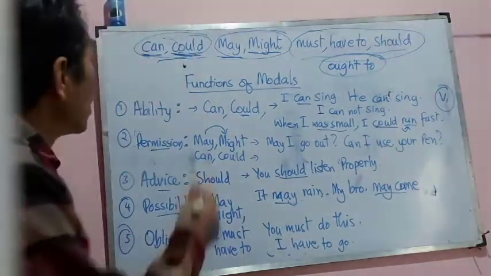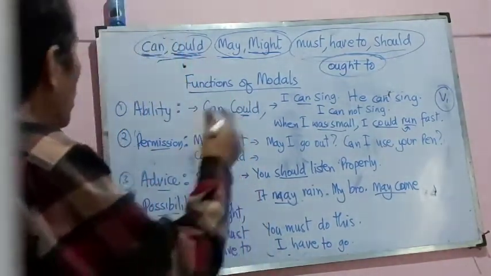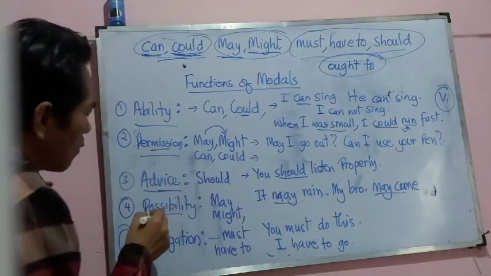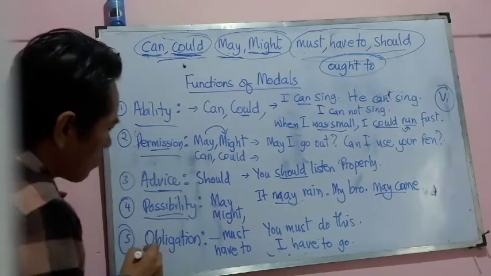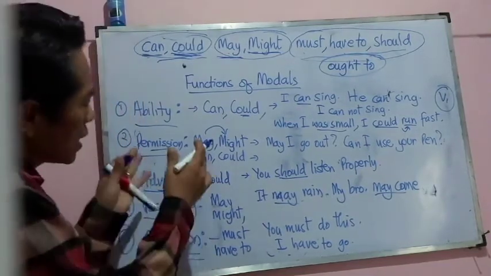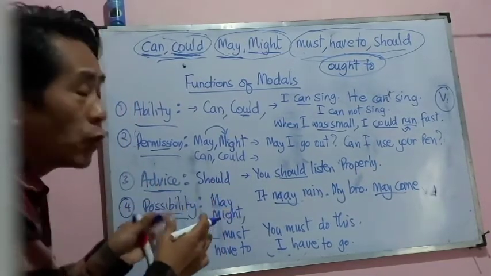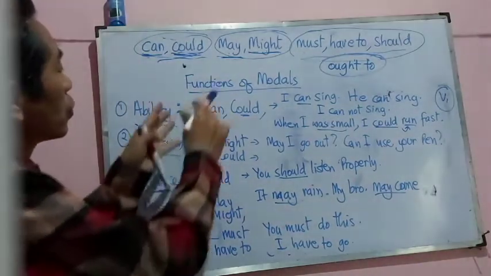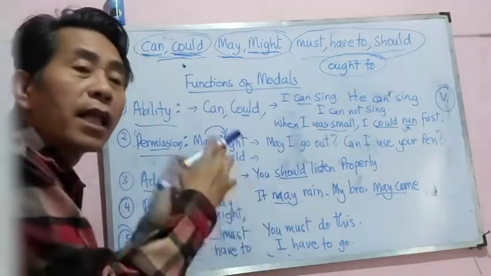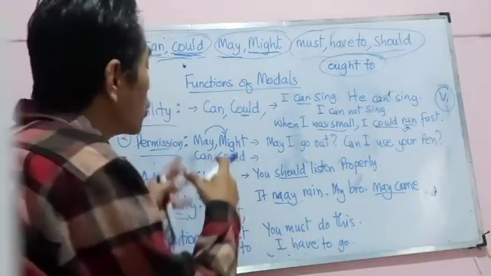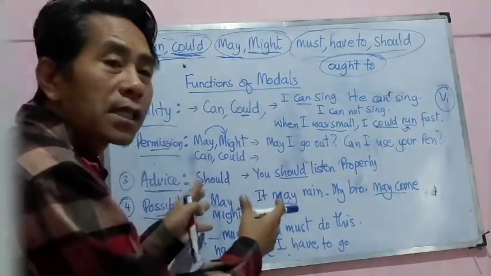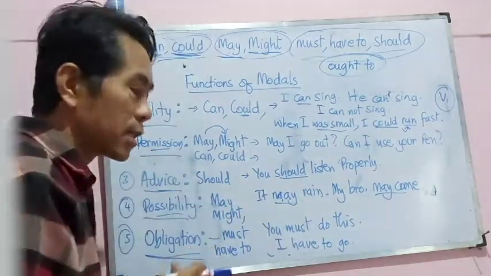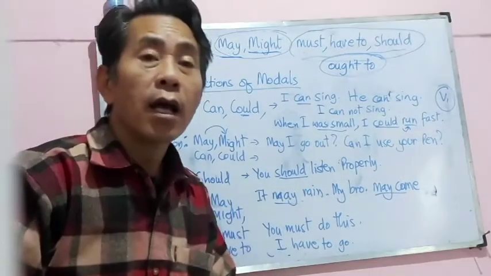So now these are the different functions of models. First one is ability, second one is permission, third one is advice, fourth one is possibility, and fifth one is obligation. So these are the ways we use these models. I want you to look at all these things, and then I want you to do the exercise. I'm going to give you one exercise. So with this, I'm going to stop here.